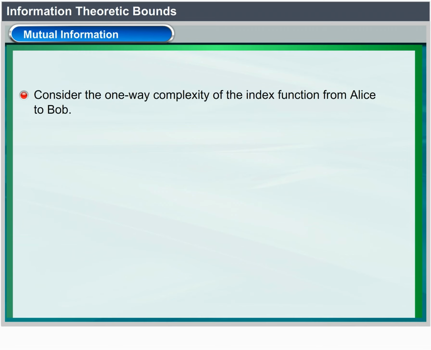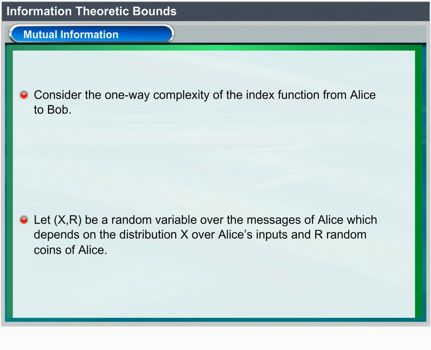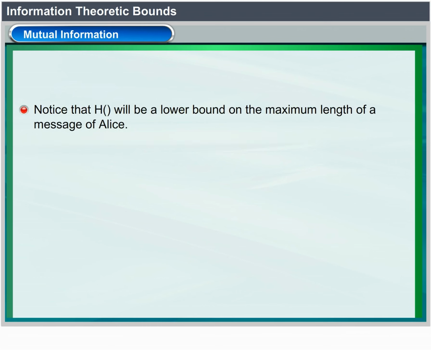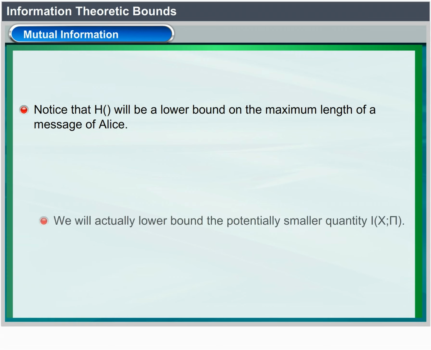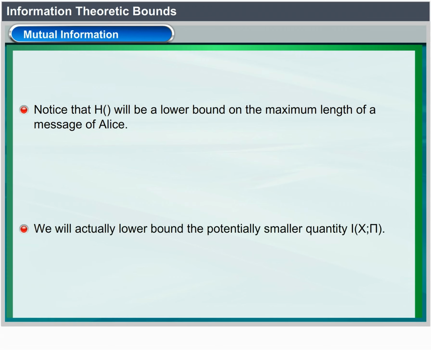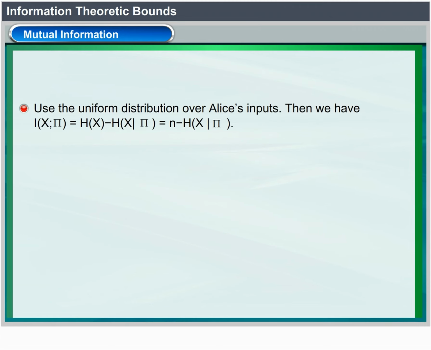Consider the one-way complexity of the index function from Alice to Bob. Let Pi of x, r be a random variable over the messages of Alice, which depends on the distribution x over Alice's input and r, the random coins of Alice. Notice that H of Pi will be a lower bound on the maximum length of a message of Alice. We will actually lower bound the potentially smaller quantity I of x, Pi. Use the uniform distribution over Alice's inputs. Then we have as follows.